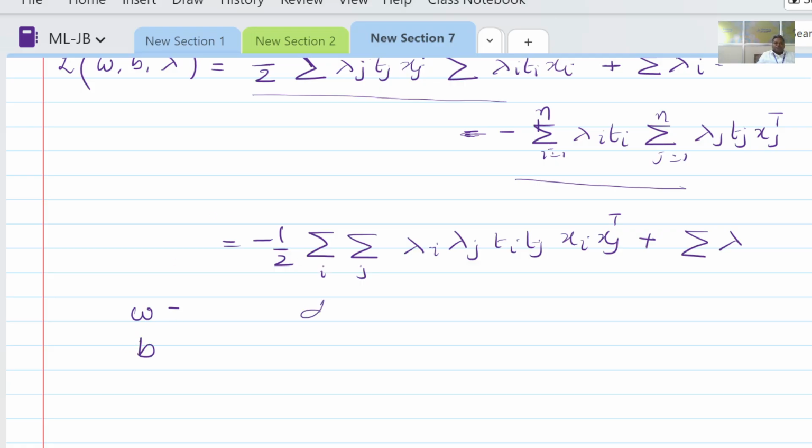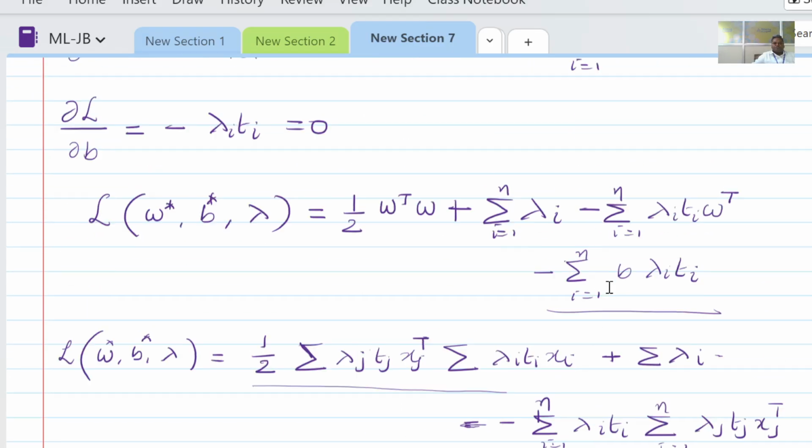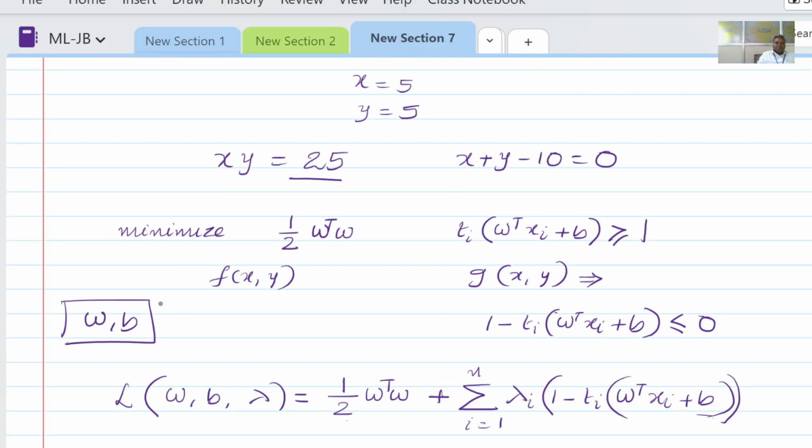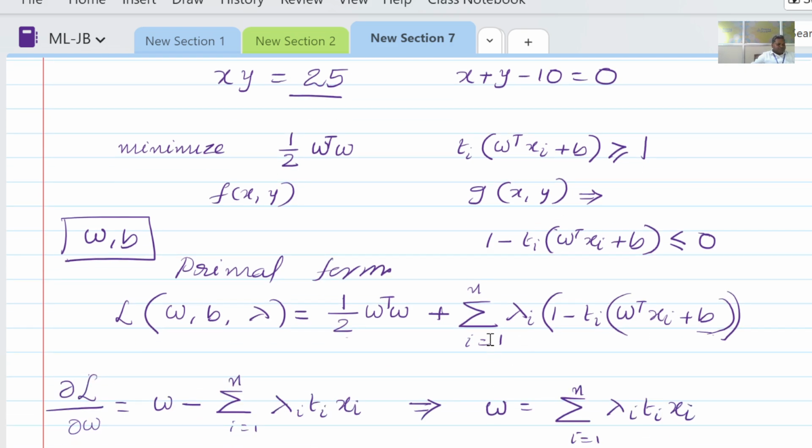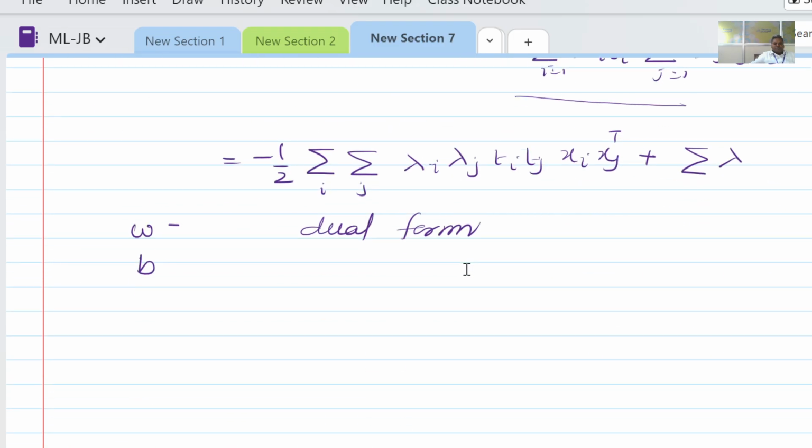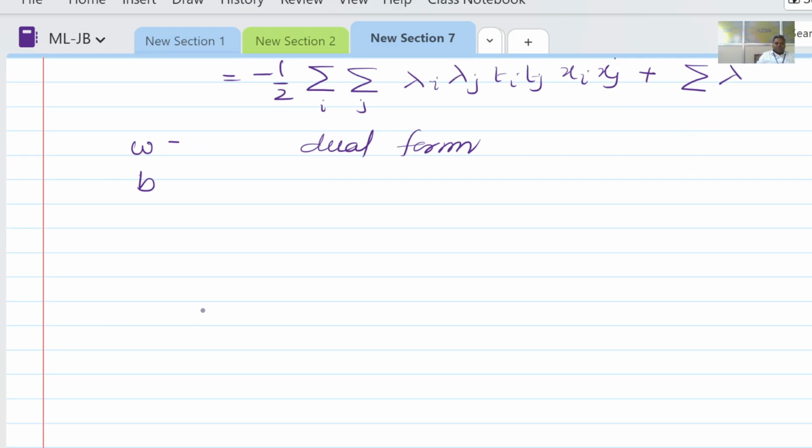This is known as the dual form, and where we started, that is known as the primal form. This is the primal form, and what we got is the dual form. So we can calculate W from this equation and B also from the equation that ti into W transpose into xi plus B is greater than or equal to 1. If it is a support vector, it is equal to 1.